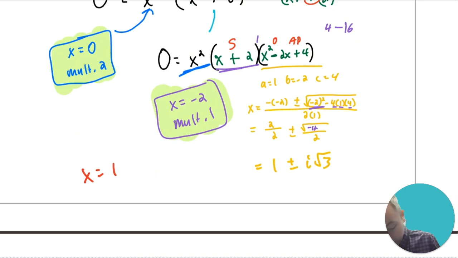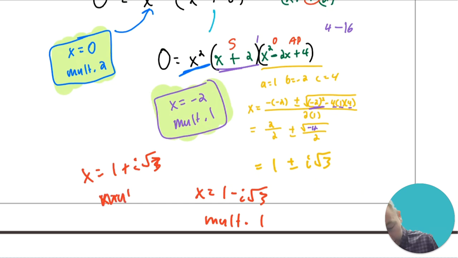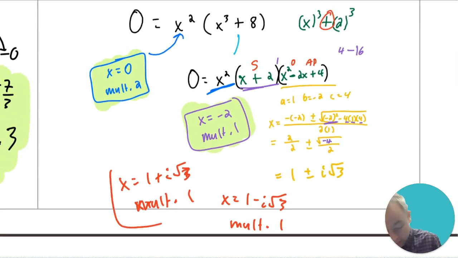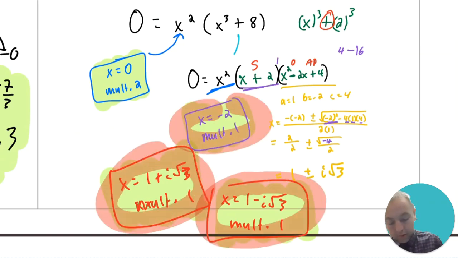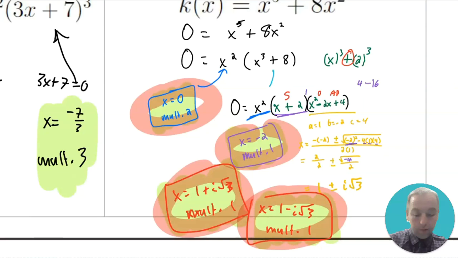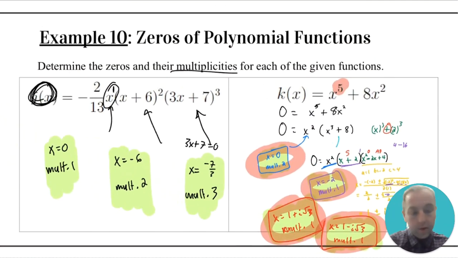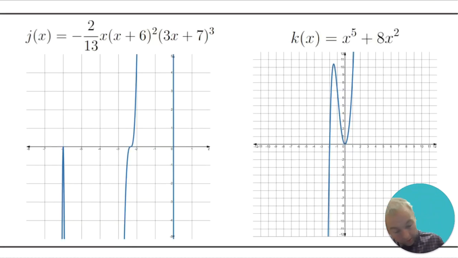So therefore, we can say that we also have x equals 1 plus i square root of 3. And then we can also say that we have x equals 1 minus i square root of 3. So that's going to be multiplicity 1, and that's going to be multiplicity 1, because those zeros only show up once apiece as well. All right, so in total, we got 5 different answers. We got this number, this number, this number, and then that number twice. So 5 total answers, and that makes sense, because the highest exponent there was 5, of course.